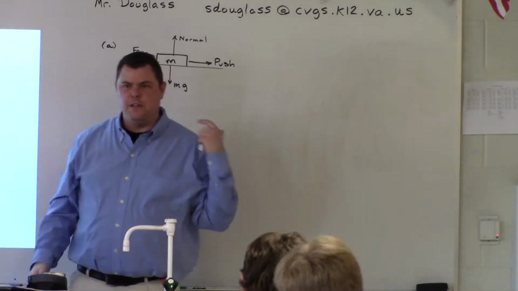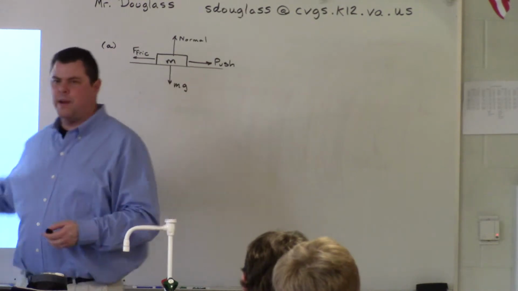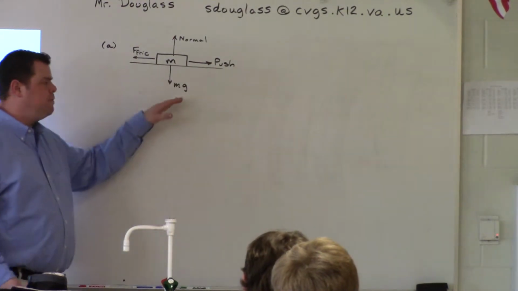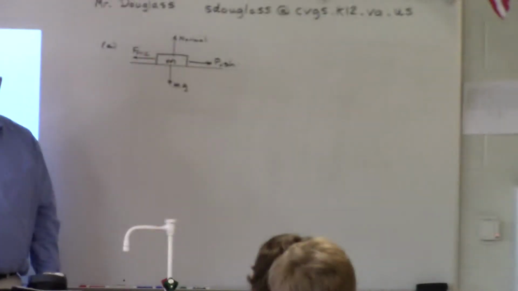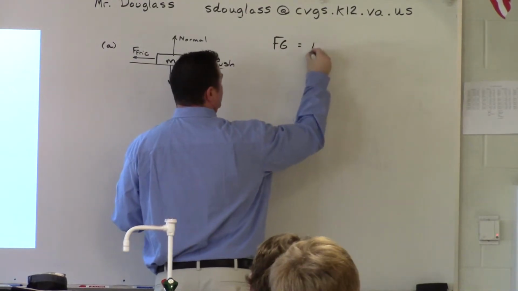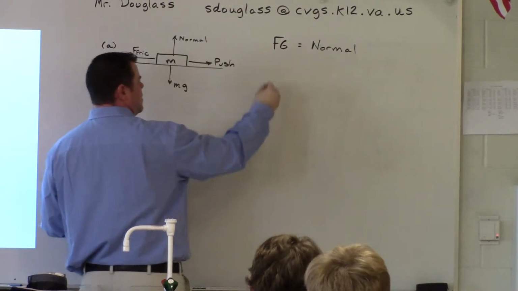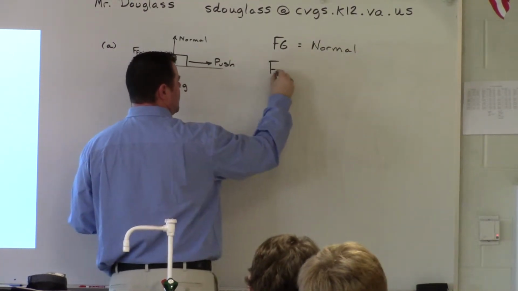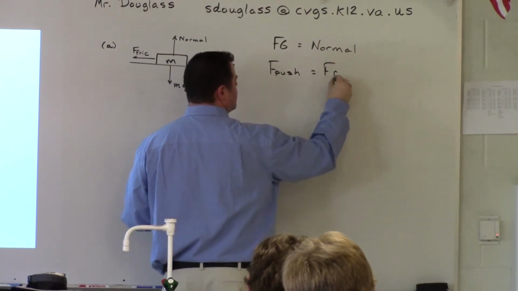And even after illustrating this picture, we can make some other assumptions based on the fact that we know it's going at a constant speed. What are two forces that are equal if we know that we're moving at a constant speed? Normal. Right. Gravity, or I'll just call it force of gravity, equals the normal force. And what else? The force you're pushing with equals force of friction.